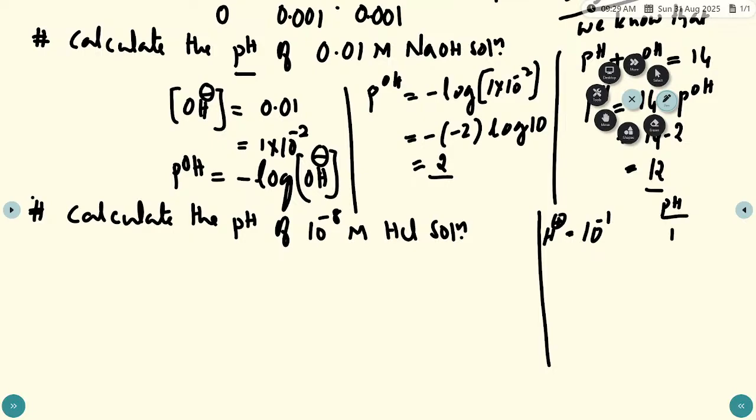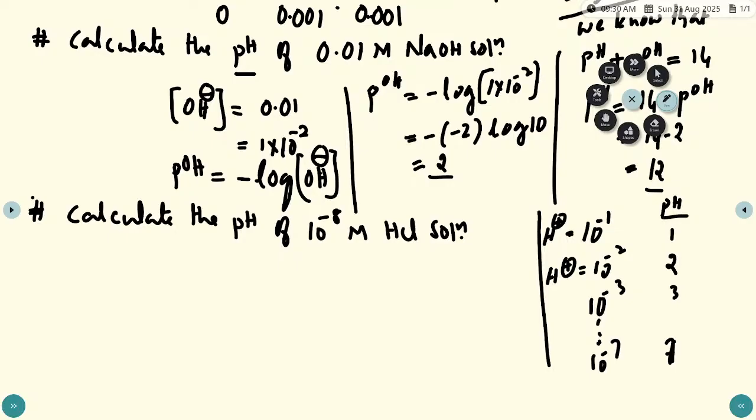What is the formula? Minus log of H plus ion concentration. Minus log of 10 to the power of minus 1 means 1 log 10, which is 1. Then 2, then 3 log 10 is 3, like that. If the concentration is 10 to the power of minus 3, and so on, 10 to the power of minus 7, 10 to the power of minus 8, that would be wrong.